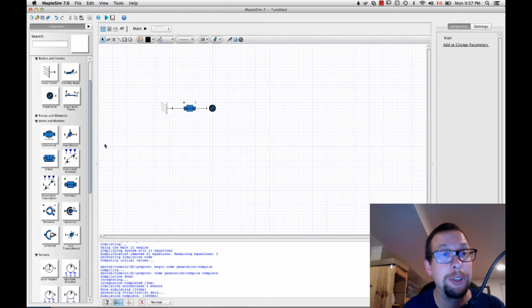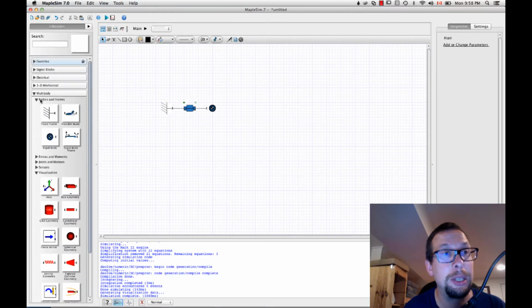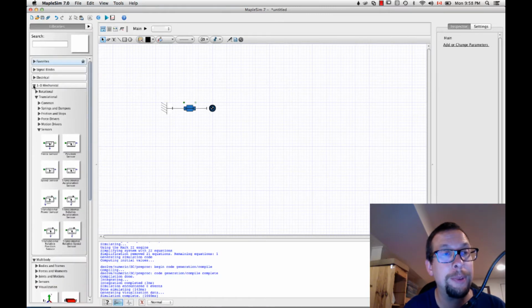From there, I am going to add on a distance sensor, which I can find in 1D Mechanical. It's right here. I want a translational sensor. I want one for position. So I'm going to take this one right here. It's a position sensor. I'm going to hook it up to the end of that prismatic or linear or sliding joint. And I want a velocity one. Let's see, where's velocity? Speed sensor right there. Okay, so I have a speed sensor. I'm going to attach it to that same connecting point right there.